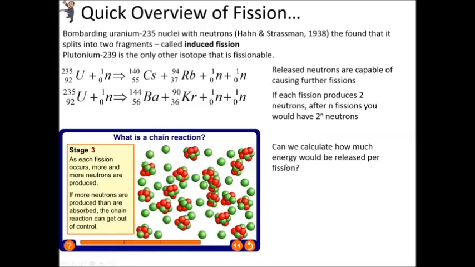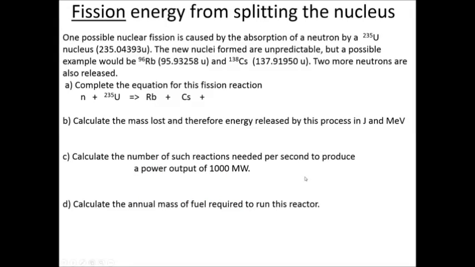So can we calculate how much energy will be released per fission? We'll do some work on our binding energy like we've been doing. One possible fission is uranium, for which we've got the mass. The new nuclei are unpredictable, but as a possible example, as we said, rubidium and cesium. Here are the two masses. Two more neutrons are also released. So let's do the equation: complete the equation for this fission reaction. We've got it here. A neutron is absorbed by uranium, producing rubidium, cesium, and neutrons. Be prepared to be able to complete those for the exam.